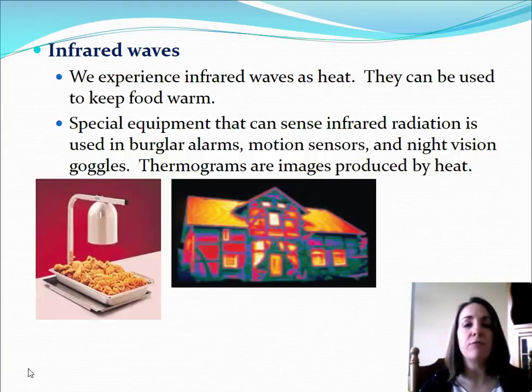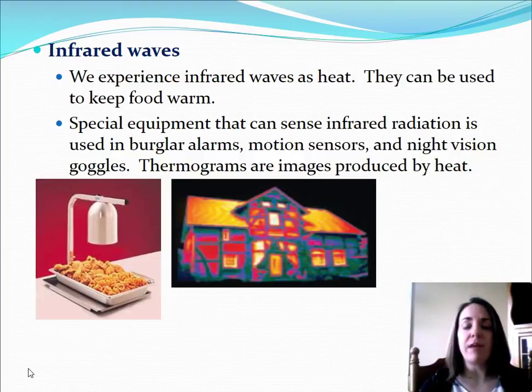The next wavelength is infrared waves. So again, a little more energy, and waves are a little closer together. We experience infrared as heat. You may have seen heat lamps in restaurants and things like that to help keep food warm. But other uses for infrared radiation include special equipment that actually senses heat, like motion sensors in burglar alarms, things like that.